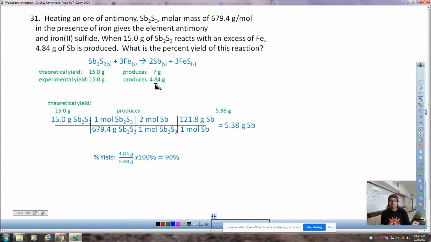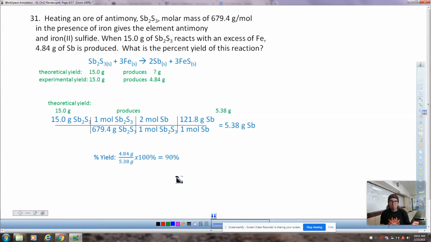We only produced experimentally 4.84. So the percent, I don't want to say percent difference. Let's keep with percent yield. The percent yield is that experimental number divided by the theoretical number. Okay, and we get that this one came out to be 90% efficient.